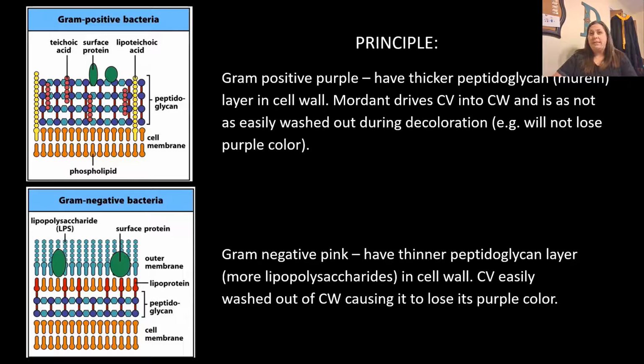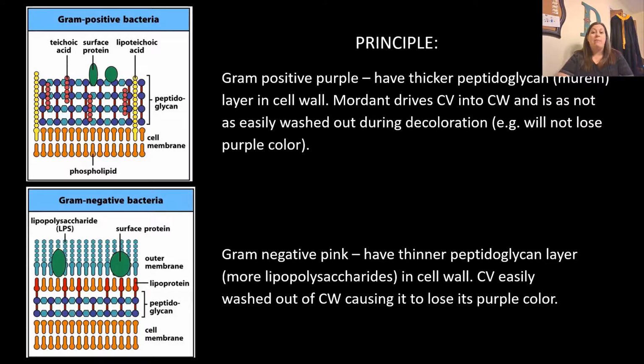Now, the principle behind gram staining is that when we look at the staining process, crystal violet is going to stay if it has a thicker cell wall. This means it's a gram-positive bacteria and it will have a purple color. They have a thicker peptidoglycan layer in their cell wall, so the mordant, in this case the iodine, drives the crystal violet into that cell wall, so it can't easily be washed out by the decolorizer. Now, if you leave the decolorizer on too long, it can be washed out. This is why that timing issue is really important, because it could lose that purple color if you decolorize for too long. If not, if you use the decolorizer like you're supposed to, it will remain purple.